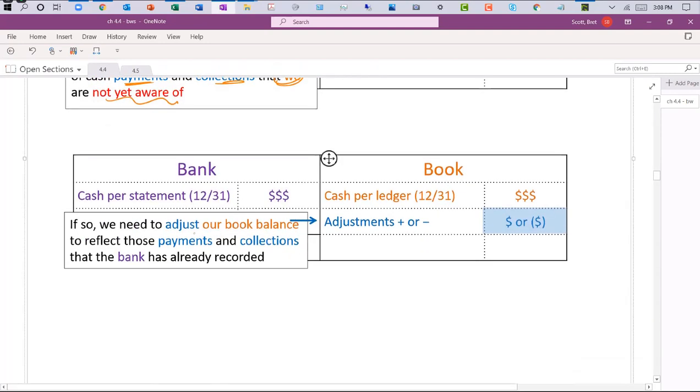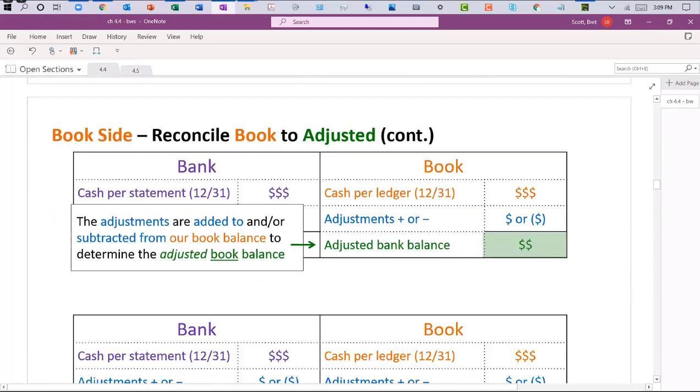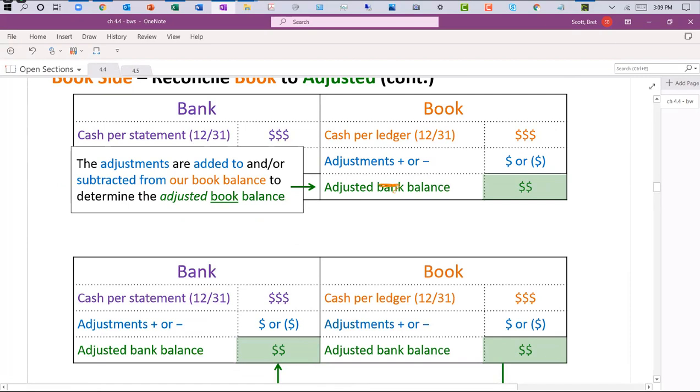If there are things the bank has done that we haven't recorded, we need to adjust our T account, our book balance, for those payments and collections the bank has already recorded. The bank recorded it. We haven't yet because we didn't know about it until just now. So that's what's going on the right-hand side. We're looking at what our T account says. We're saying now we need to include the effects of any bank collections and bank payments. When we do that, we come up with, I should say book side, my bad on that one. We come up with what's called an adjusted book balance.